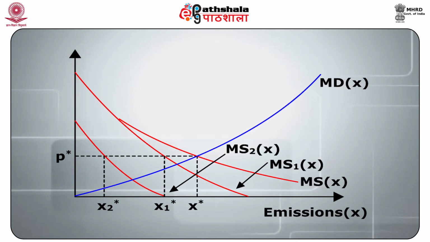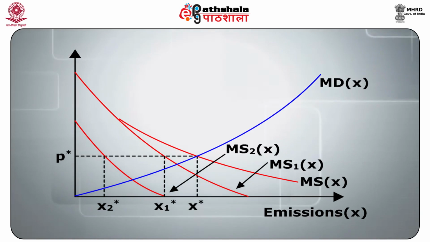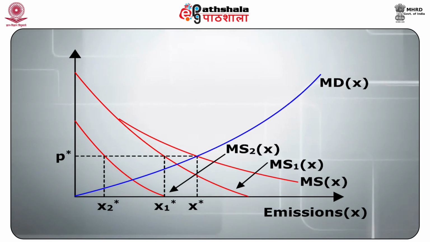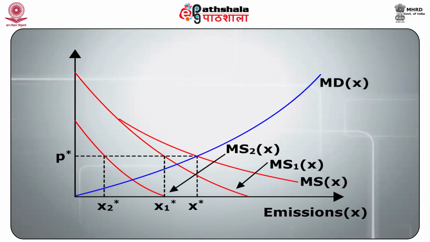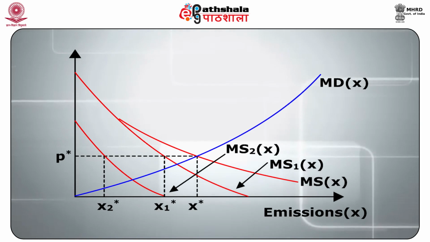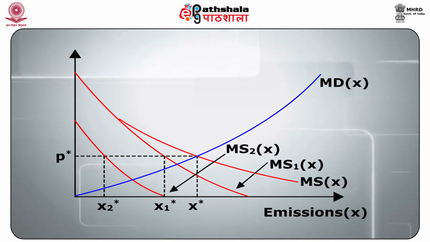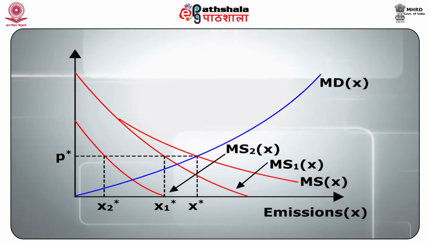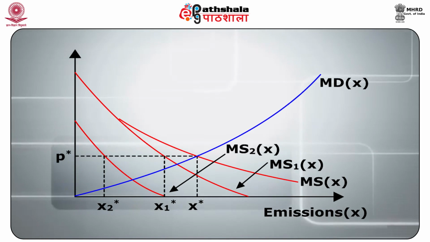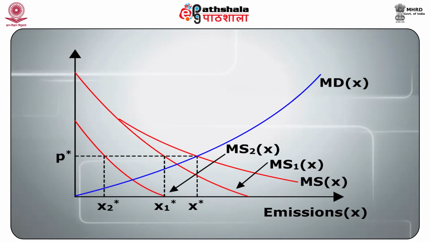For any level of fees, MS(X) tells us how much pollution, that is X, in total will be emitted, and each MS_i(X) tells us how much each firm will contribute to the total. The efficient amount of pollution is where the marginal savings curve, MS, intersects the marginal damage curve, MD. The optimal amount of pollution is X star and the marginal savings to the polluter is P star. Thus, the Pigouvian fee is P star.